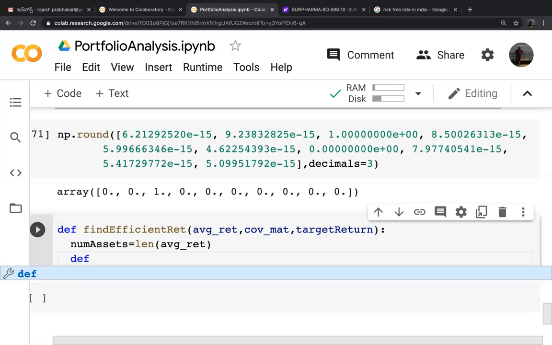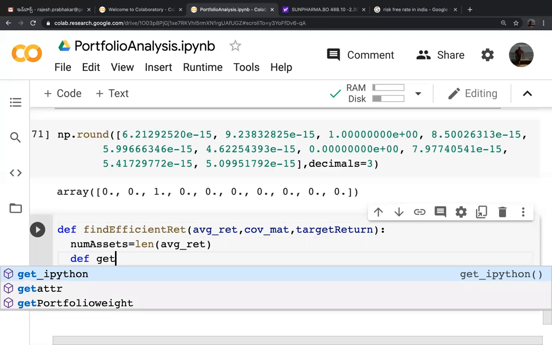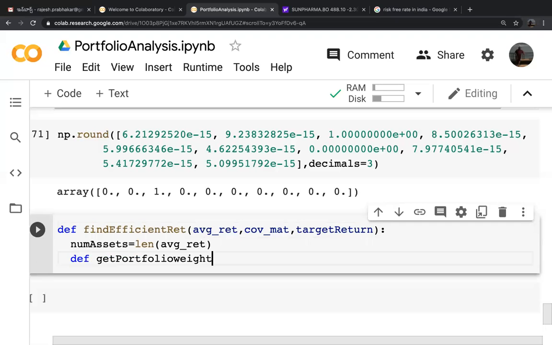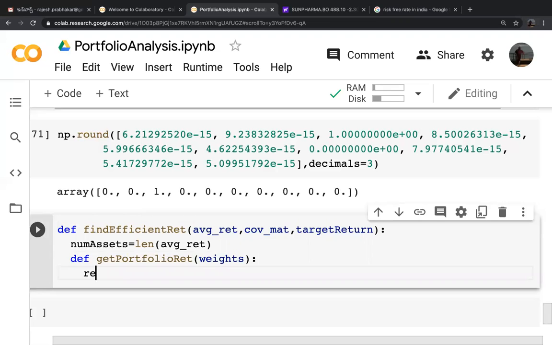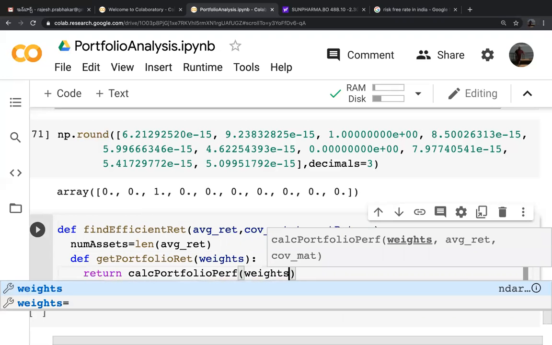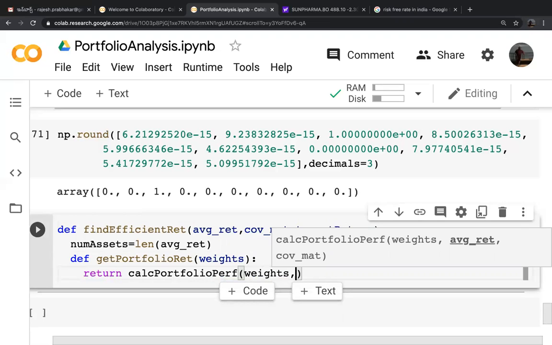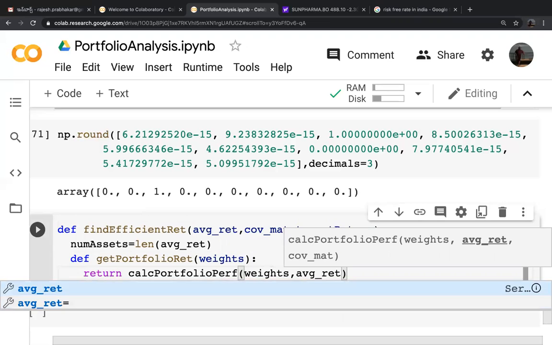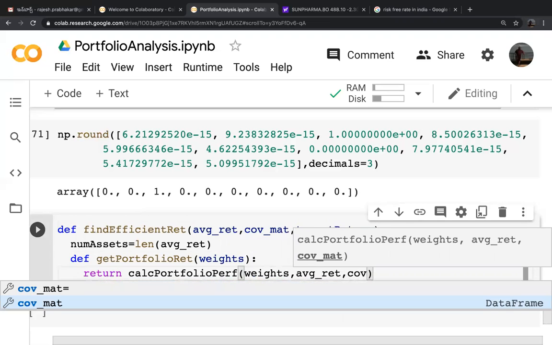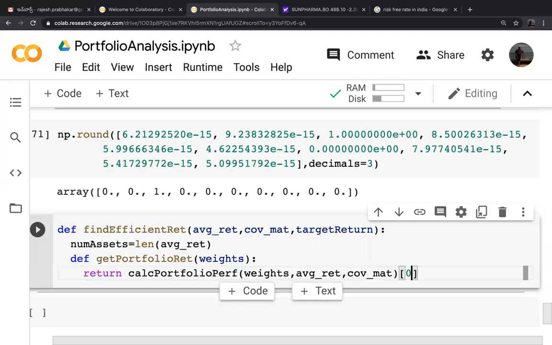Then we'll also write df get portfolio weight. Sorry, get portfolio red in bracket weight column return, calculate for performance weight, comma, average_red, comma, covariance_mat square bracket 0.